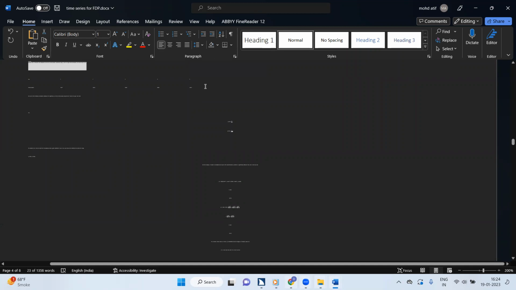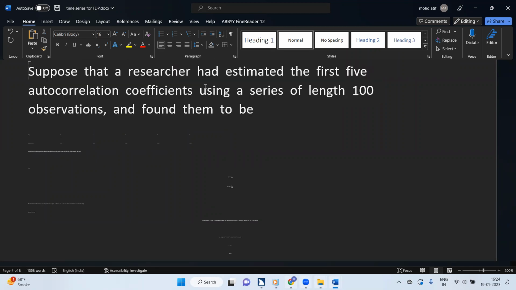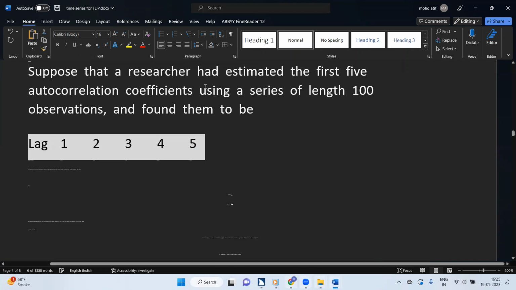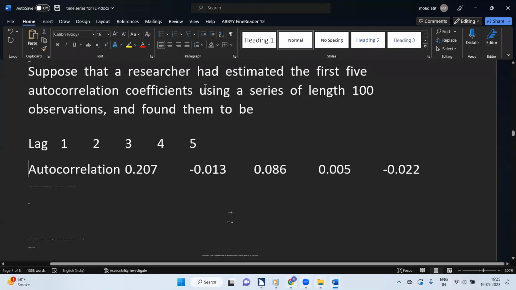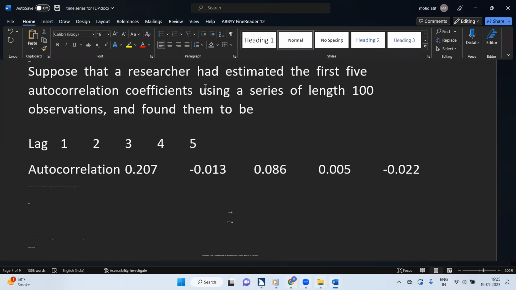Let me show you a very quick example. Okay, so let's say you had 100 data points and you computed 5 autocorrelations. So these are the lags and these are the autocorrelations. At lag 1, it is 0.207. At lag 2, minus 0.013, then 0.086, and so on. So we want to find out whether autocorrelations are significant or not. Lag 1, lag 2, lag 3, lag 4. So we can use the same concept that we just learned. That is, the autocorrelations are within plus minus 1.96 into 1 over square root t, means this limit.